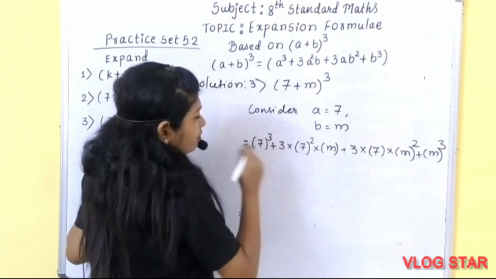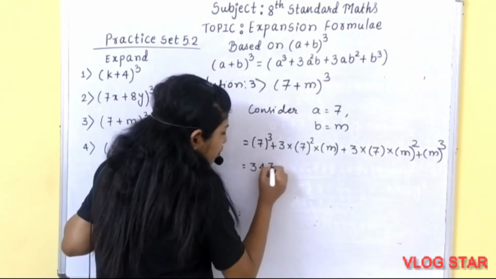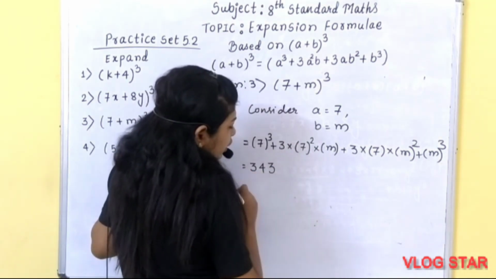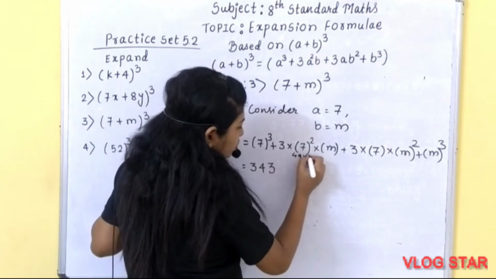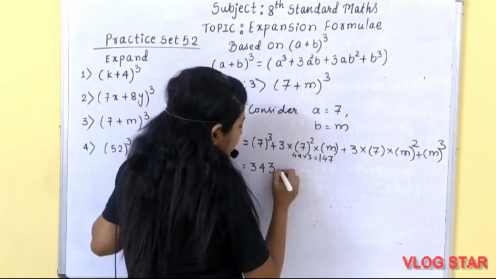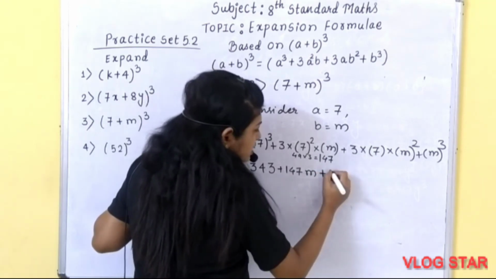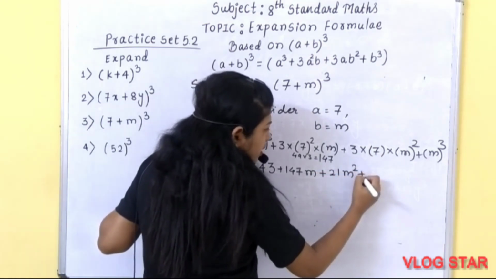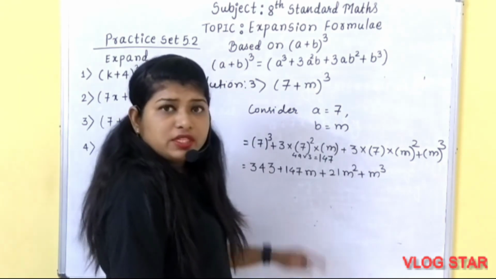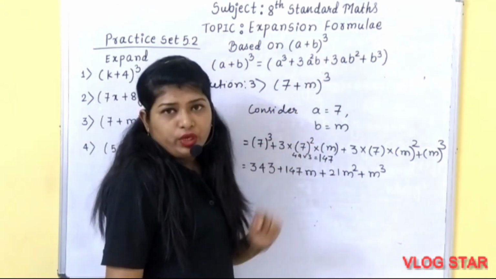So after substituting all the values, what will you get? 7 cube is 343. 7 square is 49. 49 into 3, what will you get? 49 into 3 will be what? Yes, 9 threes are 27, 4 threes are 12 plus 2, that is 147 m, plus 7 threes are 21 m square, plus m cube. I hope you have understood this step. So this is your final answer after applying (a + b) whole cube.